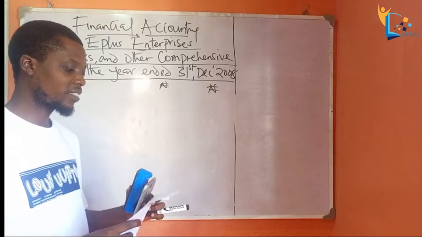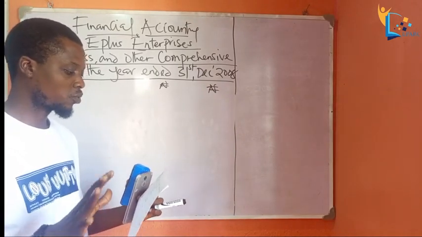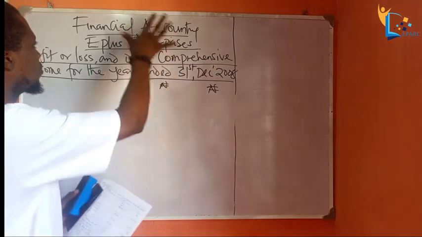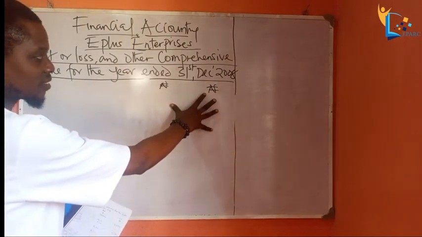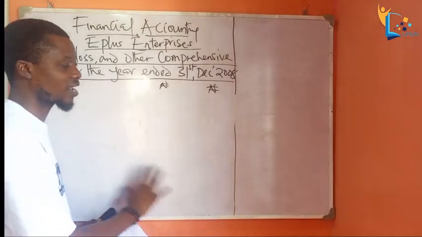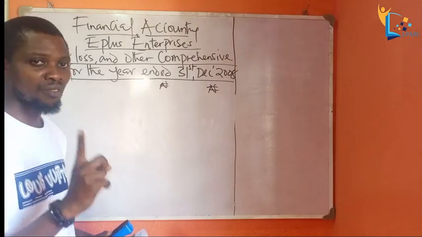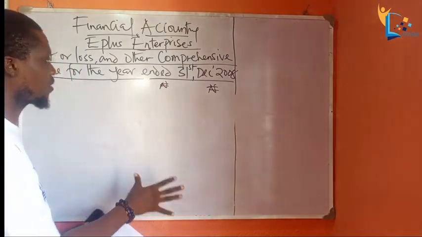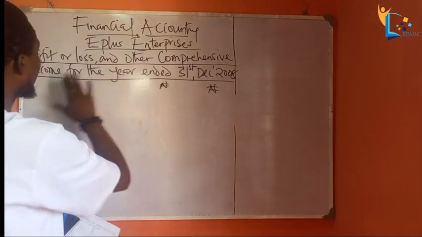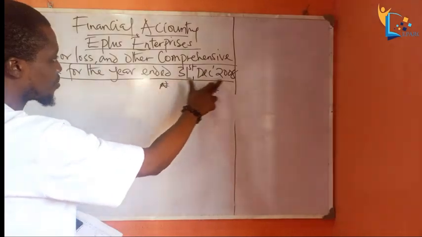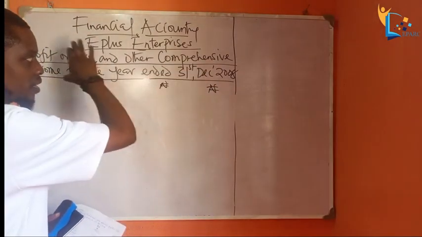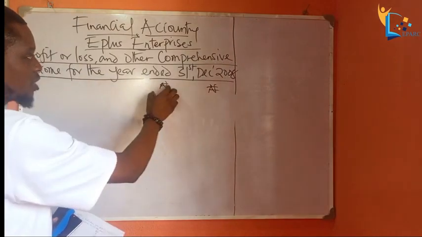So the question here said the following trial balance was extracted from the books of E Plus Enterprises on 31st December 2008. Now this is how you make your headings, before you start posting. Now remember, we are using the vertical format, not the tabular format, not the T format. Now we say E Plus Enterprises, profit or loss and other comprehensive income for the year ended 31st December 2008. Then you underline. This is your heading, the name of the company and the account you're preparing. Then you have your naira sign.